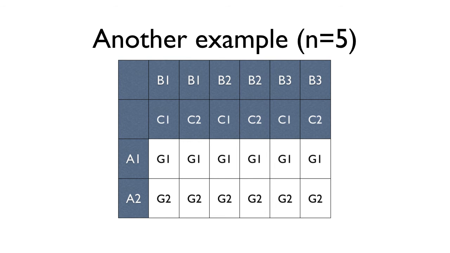Okay, what about B? The different subjects get B1, B2, and B3. Everybody gets B1, everybody gets B2, everybody gets B3. And I think it's the same with C, right? Everybody gets C1, everybody gets C2. So those are within subject factors. So A is a between subject factor. B and C are within subject factors in this case.